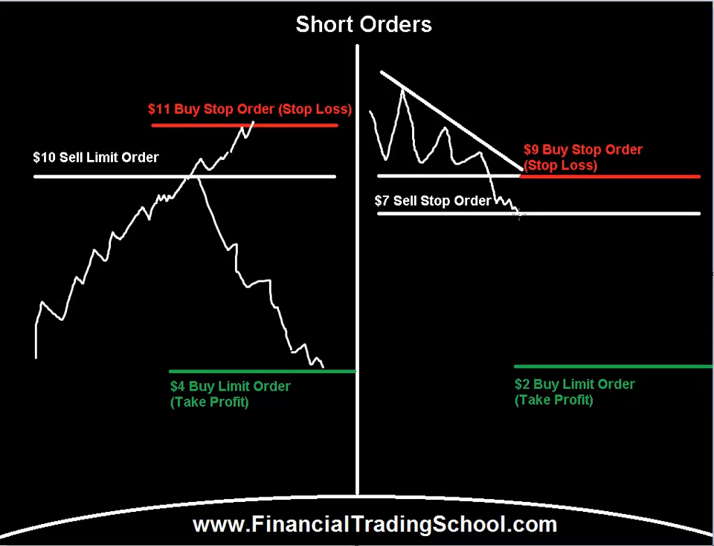It can either go up, so meaning it's a false breakout, meaning the descending triangle wasn't good, so it goes up. We would have a buy stop order to prevent any losses to the upside. Or if it goes down, then we would have a buy limit order below the market price to execute a take profit. So this is how short orders work. Just like I said before, this is the flip side of the long orders.